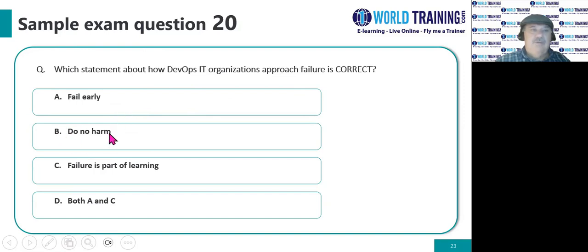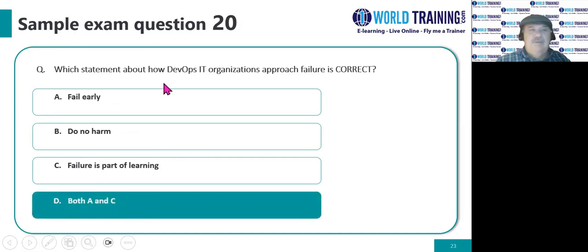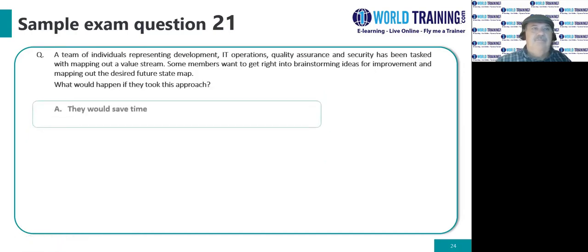Do no harm is certainly true as well. Failure is part of learning. Yes, that's certainly true. A or C and C. I could argue that A, B, and C have some validity, but if I was going to choose just two, it's probably A and C. So let's go with D. Again, I would double check the chart, but looks like that was correct.